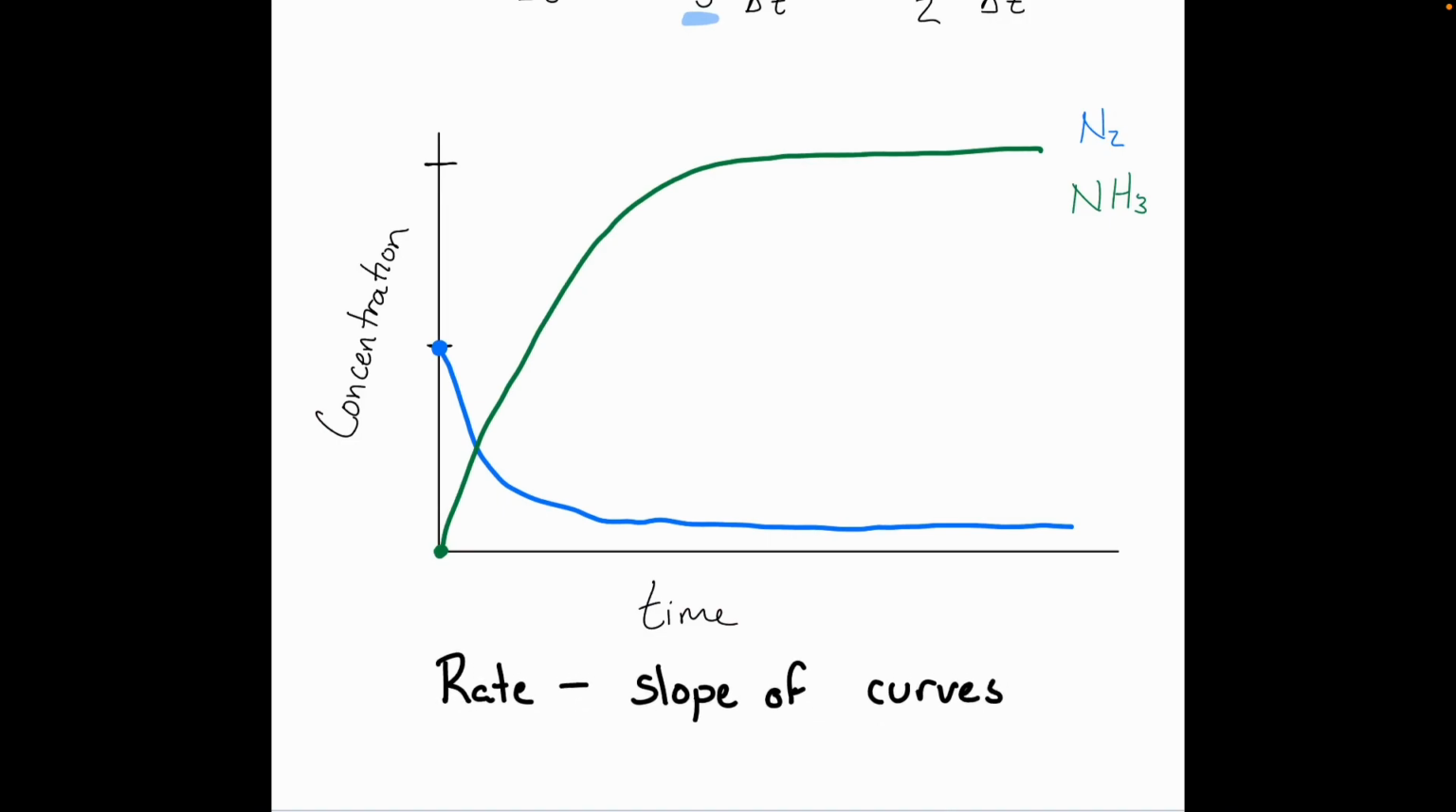And we can just note from our curves here, our reaction rate decreases over time.